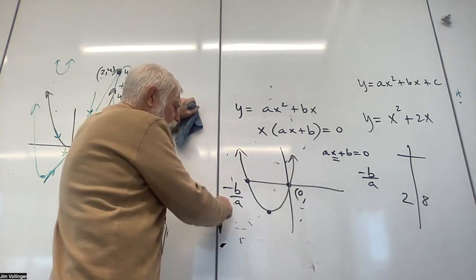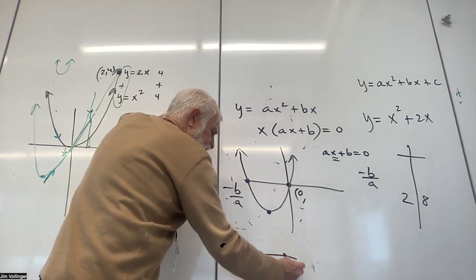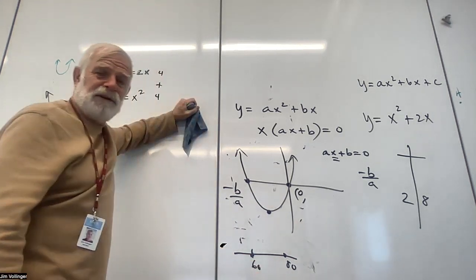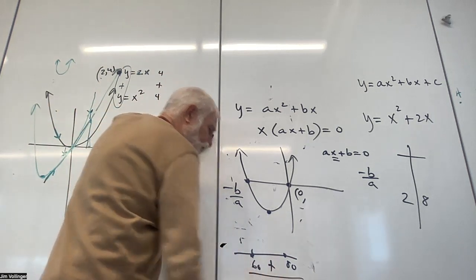Now, if this was a score, let's say you had a score on a test. You got an 80 and a 60. What do you immediately know? Yeah, your average is a 70. Why? Because you added 60 plus 80 and you divided by 2.